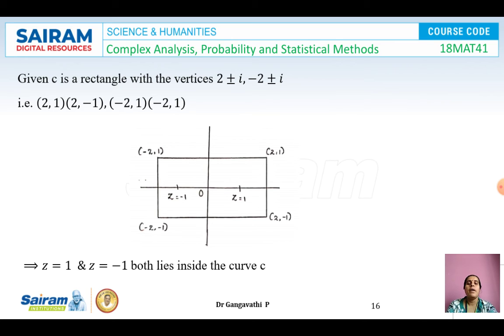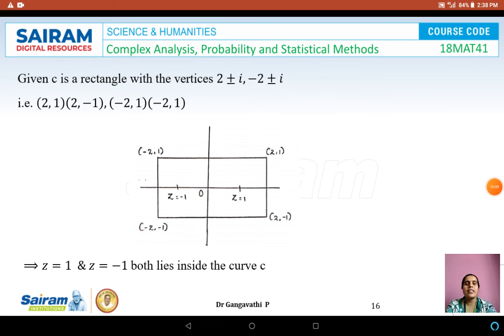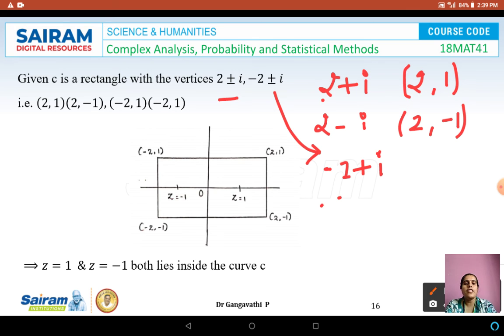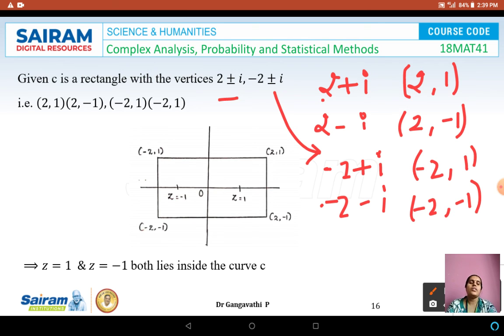What is the given curve? The given curve is a rectangle with the vertices 2 plus i, 2 minus i, minus 2 plus i and minus 2 minus i. So let us write the points. From here we have 2 plus i and the second point is 2 minus i. Here the real part is 2 and the imaginary part, the coefficient of i, is 1, so it is (2, 1), and similarly (2, minus 1). Similarly, from minus 2 plus i and minus 2 minus i, this gives (minus 2, 1) and (minus 2, minus 1). So these are the 4 points.